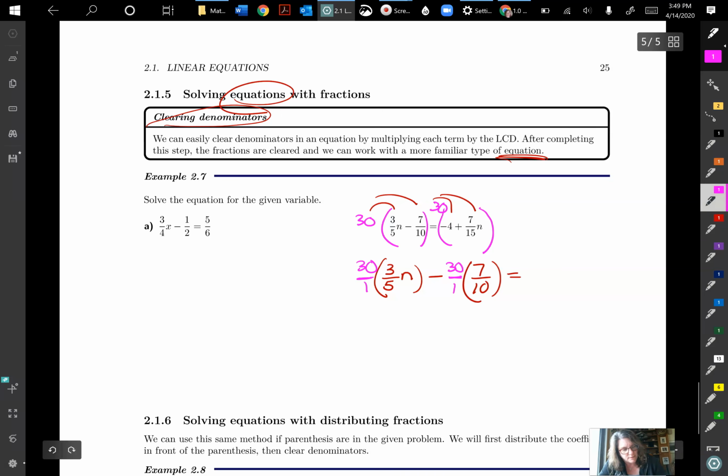Then we have the 30 over 1 times my -4, and that's over 1. Don't forget about the whole numbers. Those need to be taken care of also, because they're every term, right? So then we have 30 times 7/15 times n. And now what's going to happen is we're going to go ahead and reduce it all.